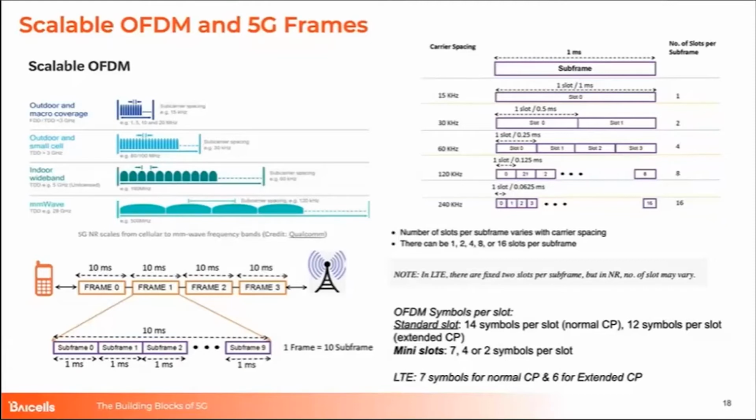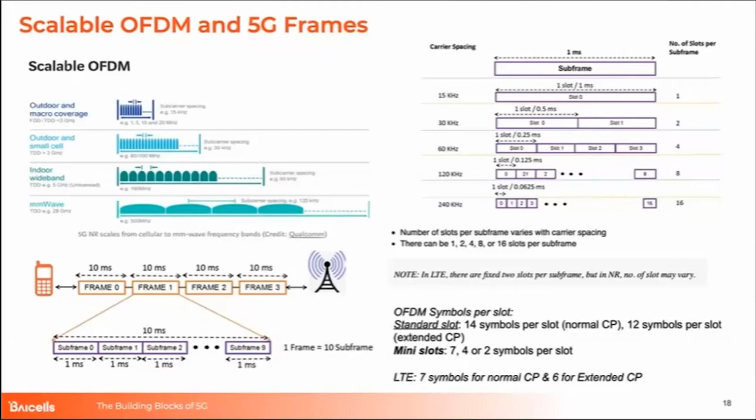The concept is that data packets go through frames. Each frame is 10 milliseconds. Each frame consists of 10 subframes, and each subframe is 1 millisecond. This is basic information that the standards follow. Now, each frame consists of a number of time slots.